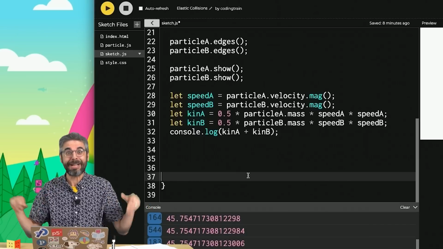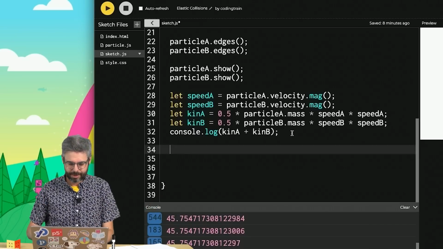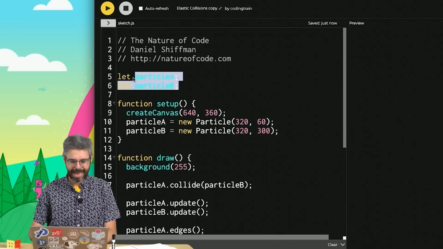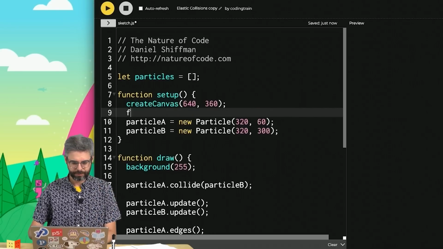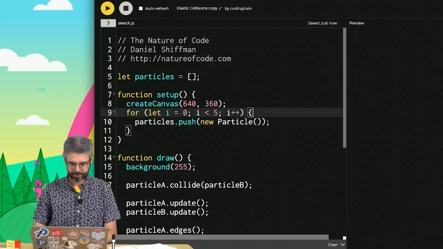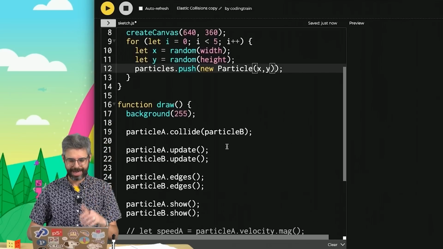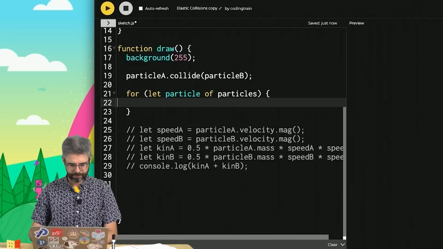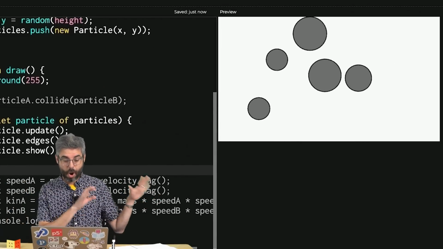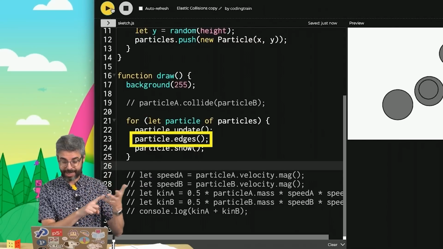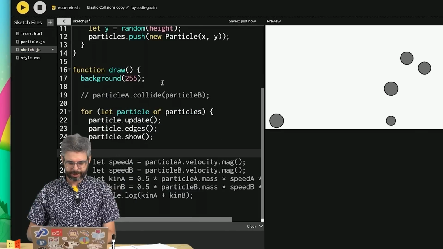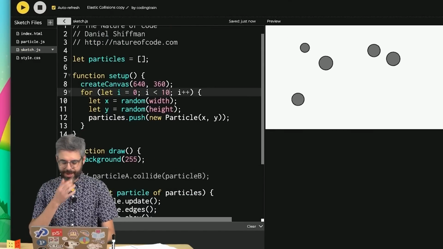Okay, let's have some fun now. Let's put a lot of these particles onto the screen. I commented out this kinetic energy calculation. Now I'm going to have an array of particles. Let's try just adding 5 of them just to start, at random locations. Now they're all on screen and all updating, bouncing off the edges and drawing themselves. Let me make them a little bit smaller, and let's try making 10 of them.